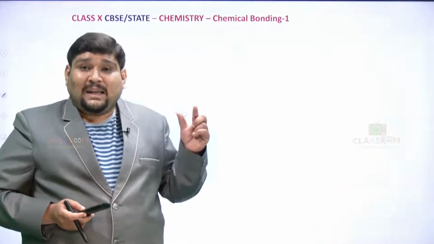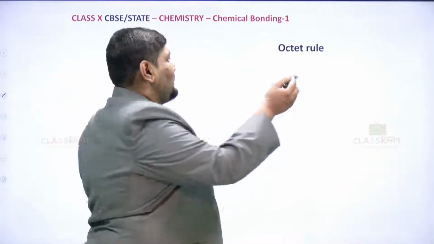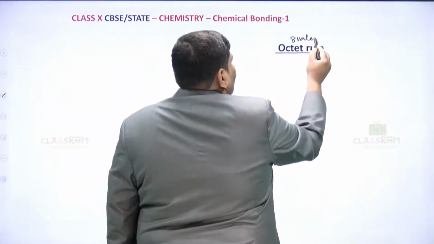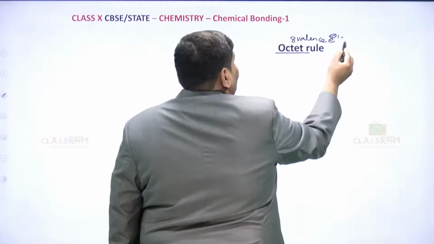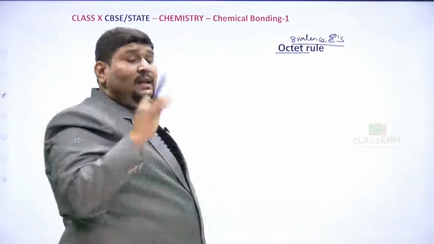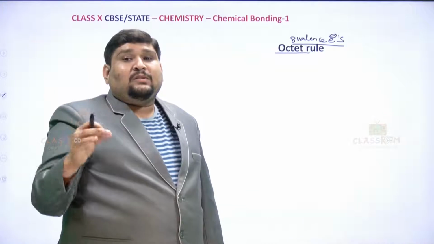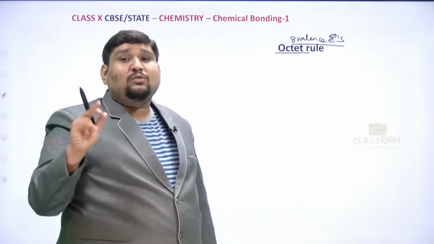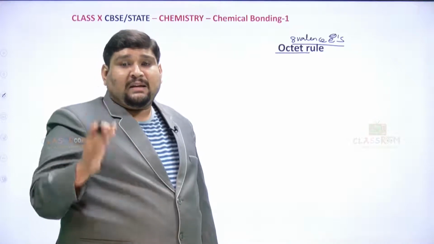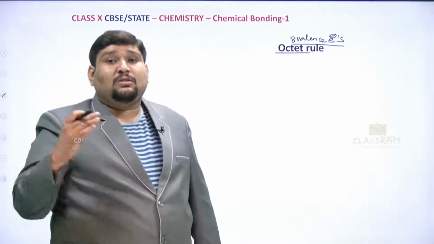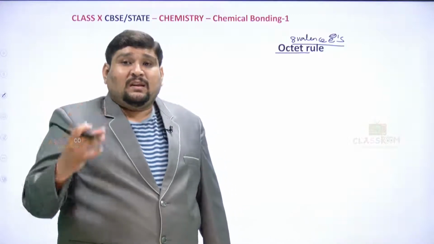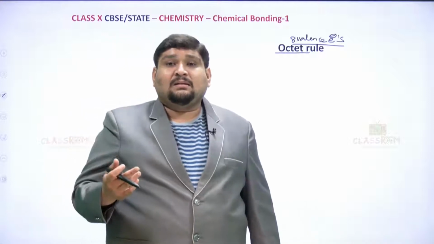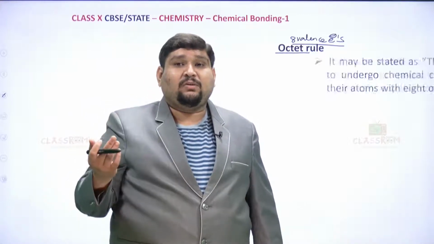In the word itself, octet means 8, here 8 valence electrons, not just any 8 electrons. We are trying to say those 8 valence electrons in their outermost shell or outermost orbit need to be satisfied. In order for an atom to be stable, you need to fill its valence shell with 8 electrons, which we call the Octet Rule here.